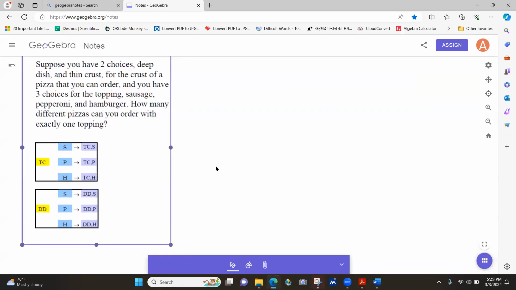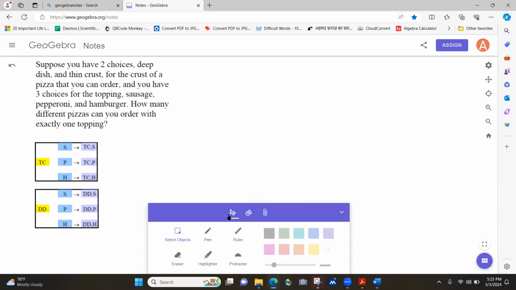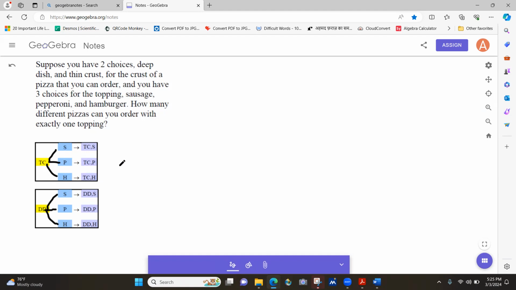With your thin crust, you will get, now we call it a tree diagram. It's a little hard. With your thin crust, you're going to get this, this. With deep dish, you're going to get this, and this. What does that really mean? Well, for your thin crust, you can get thin crust with sausage on top, thin crust with pepperoni, thin crust with hamburger on top. Or you can choose deep dish, same three choices for your topping. So basically, how many different pizzas can you order?